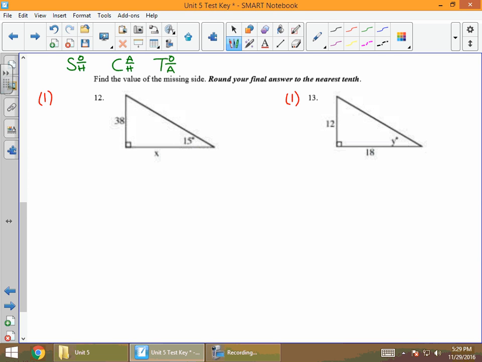Okay, so question number 12, my angle is 15. Label my hypotenuse, opposite, and adjacent. The hypotenuse has nothing, so I'll get rid of it. O and A, this is tan. So the tangent of 15 equals the opposite over the adjacent. The opposite is 38 over the adjacent, which is x. When x is on the bottom of the fraction, you can do the switcheroo. So I'll switch x with the tangent of 15.